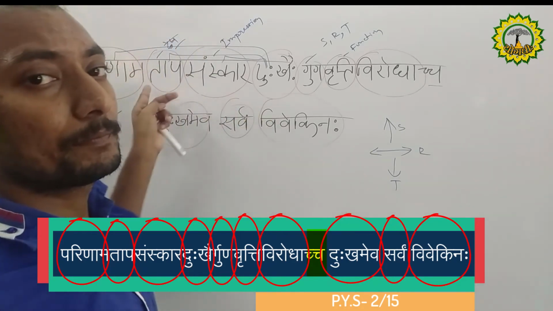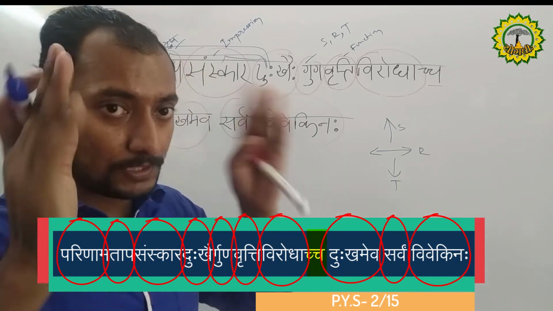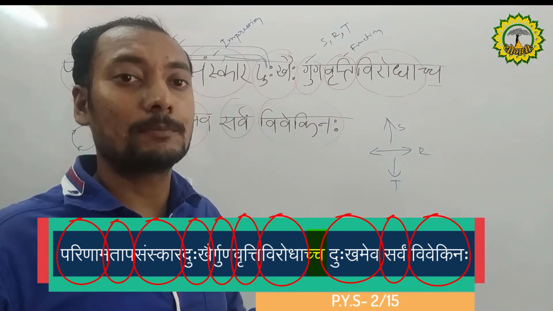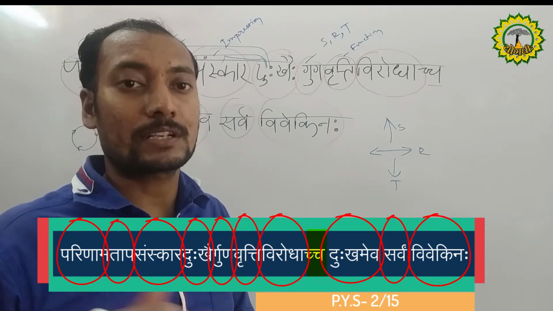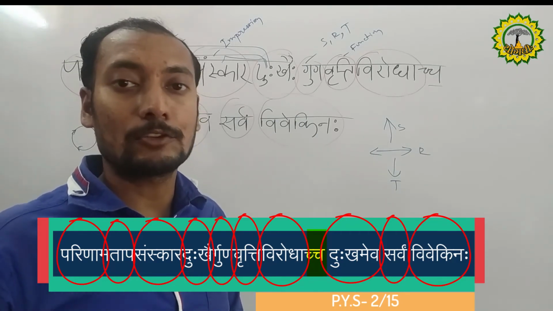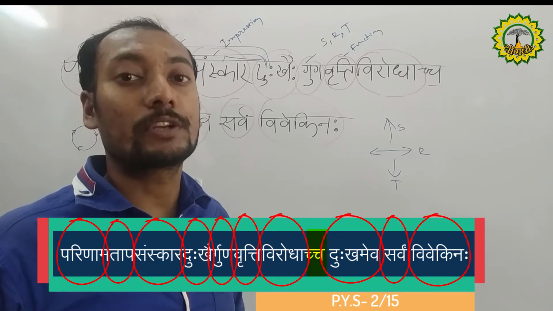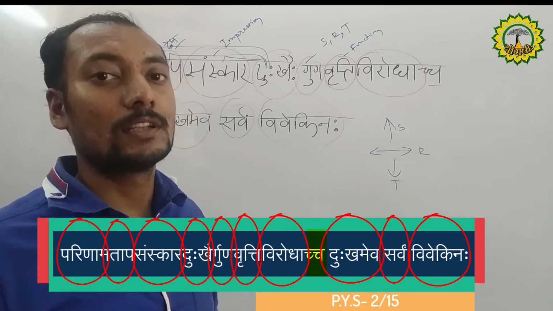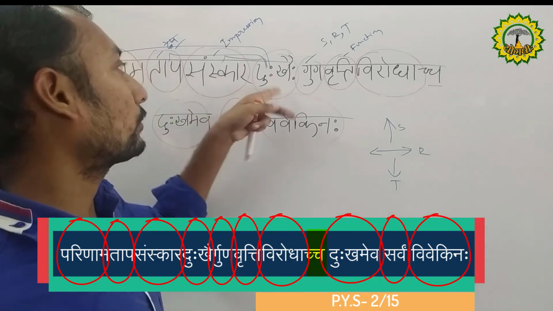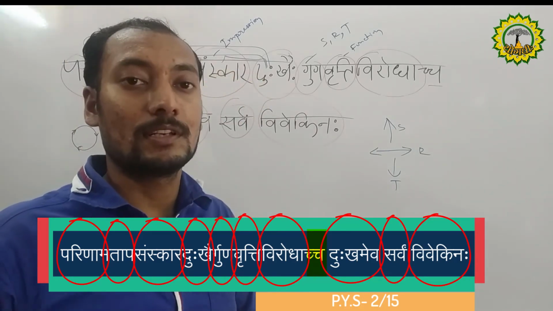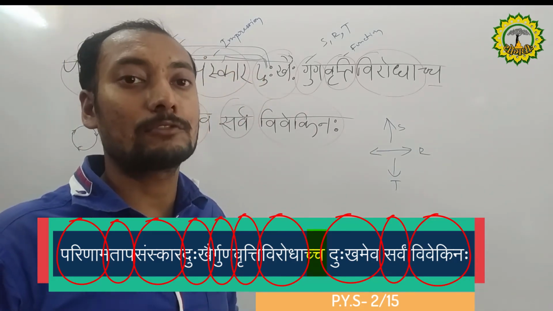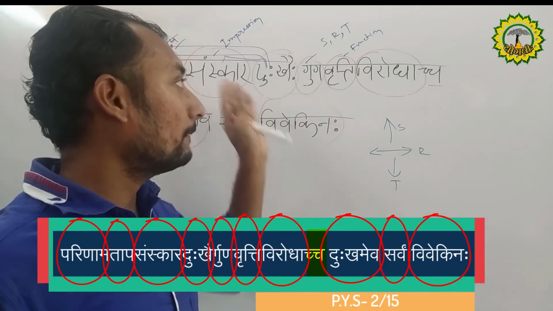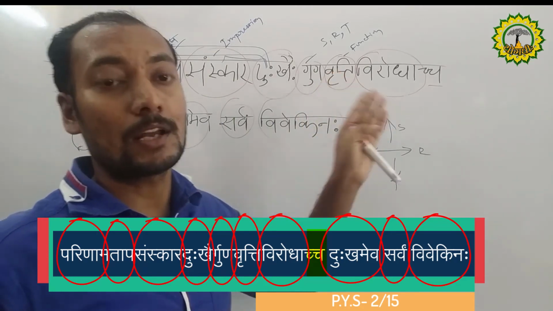It's called parinama. Tapa means, I told you, I have very few things and another person has more things or much more success than me. So you feel dukkha, dvesha, frustration. That kind of thought is known as tapa dukkha, and samskara dukkha means you feel impressions. Like your dear person has gone and you are recalling that person and you feel dukkha. So three dukkhas plus guna vritti virodhacha.